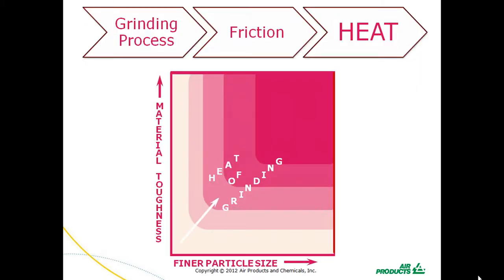During the grinding process, all technologies develop heat due to the frictional energy created from the electrical power required to drive the mill. As a general rule, the tougher the material to be ground and the finer the particle size required, the more heat that is produced that needs to be removed.